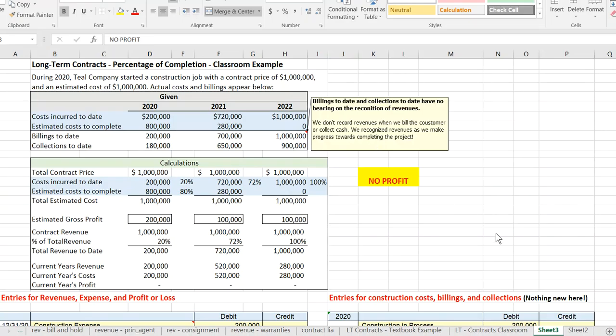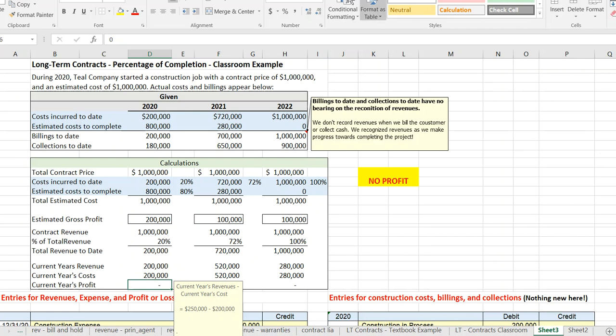Let's consider another contract, one where we expect to earn no profit. Why we would do this, I don't know, but we're just going to assume there's no expected profit from the start. So in other words, we expect to incur $1 million in cost, and we have revenues of $1 million. Well, in this case, after 1 year, if we have completed 20% of the work, we will report 20% of the revenues. And since we've incurred 20% of the cost, we will find we have no profit to report.